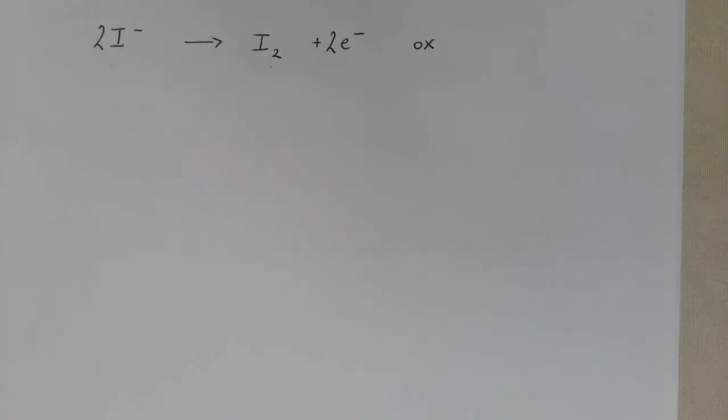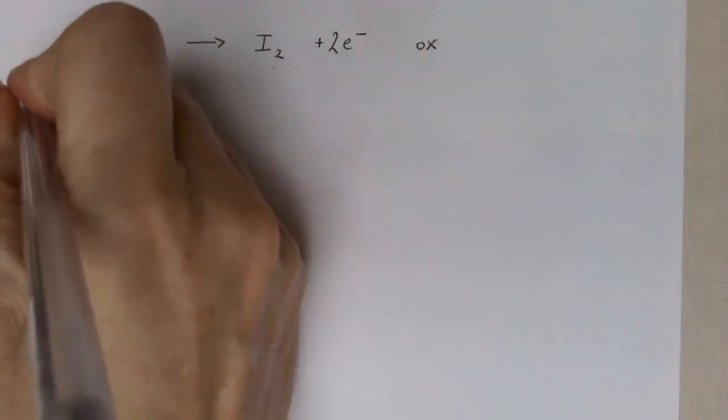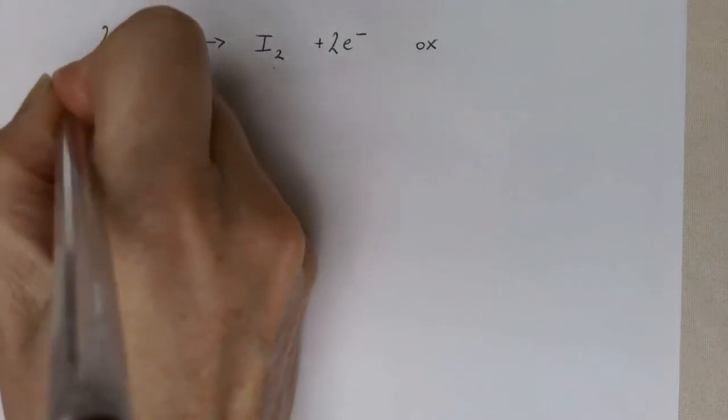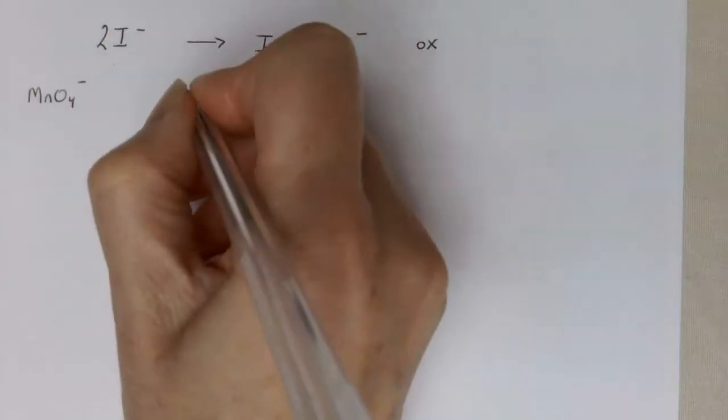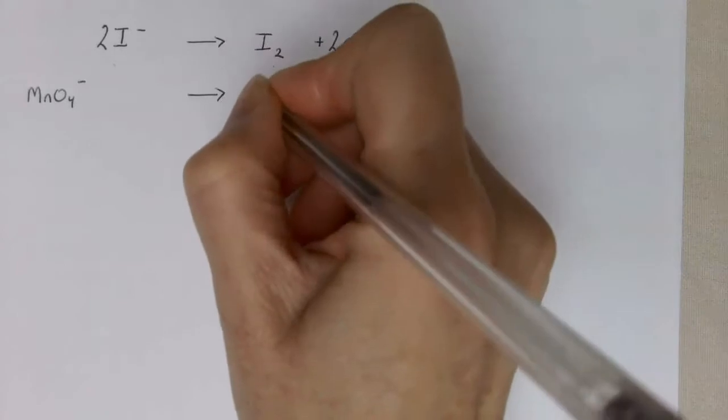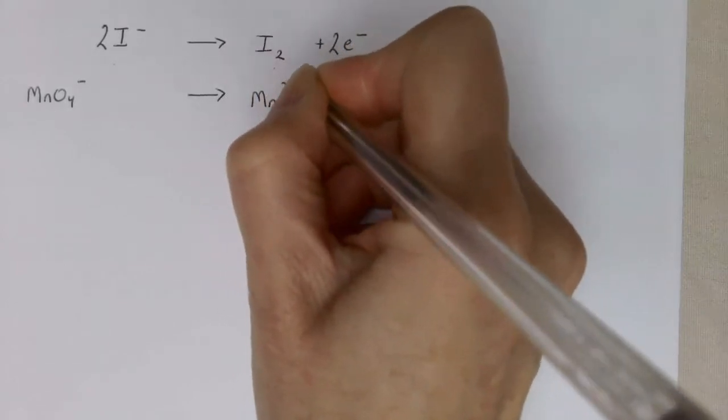I'm now going to look at a slightly harder one. If we look at manganate, MnO4-, and that's reacting to form Mn2+.